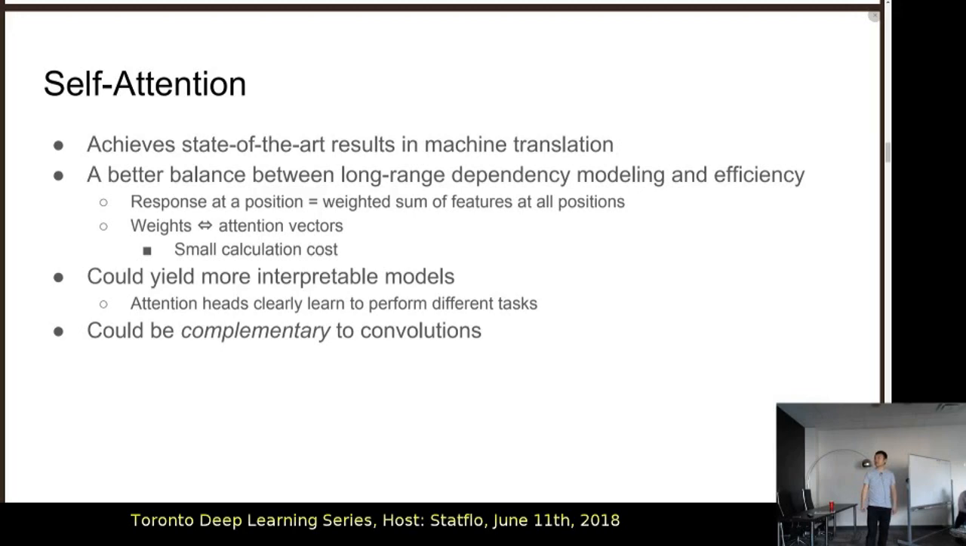It takes into consideration the features of all positions. In the case of speech or sequence models, it takes into account the features of all positions. But in the case of images, say if it's introduced in the convolutional layer, it takes into consideration the entire feature map of that layer. The weights are another way of saying attention vectors, and it has a relatively small calculation cost. The other advantage is that it could yield more interpretable results. I will show you in the next slide what that means. And the paper claims that it is a good complement to convnets.